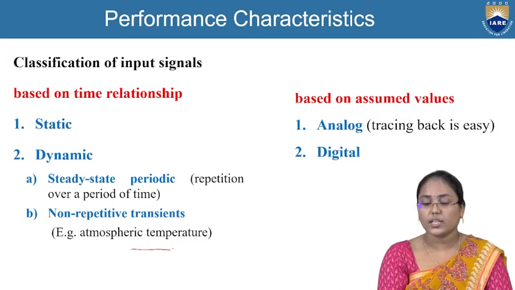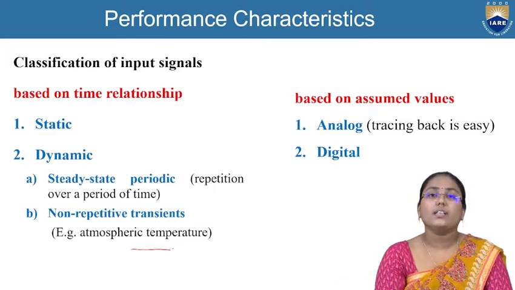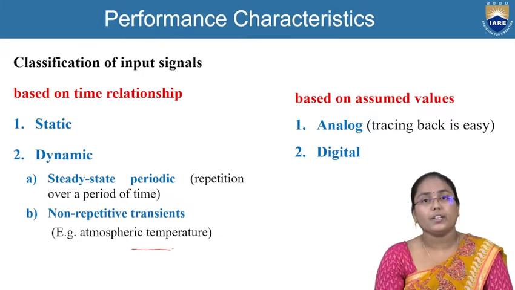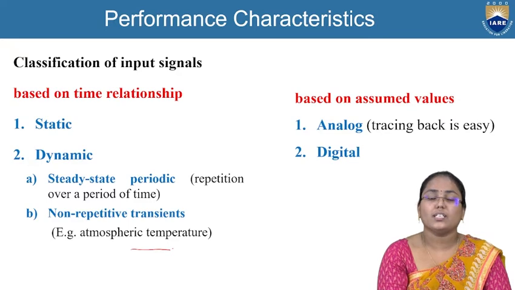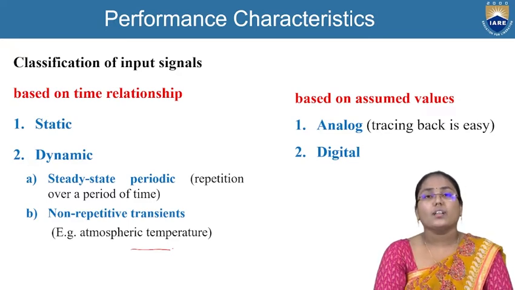So now if I say that there is a particular analog signal, then it will be continuous in time and continuous in amplitude. The other type is the digital signals. Digital signals, what is there here? They will be discrete in time, discrete in amplitude signals.